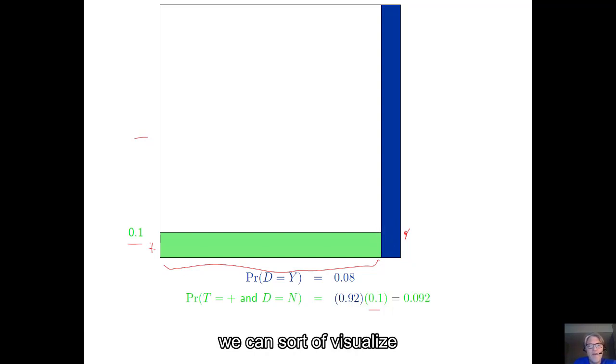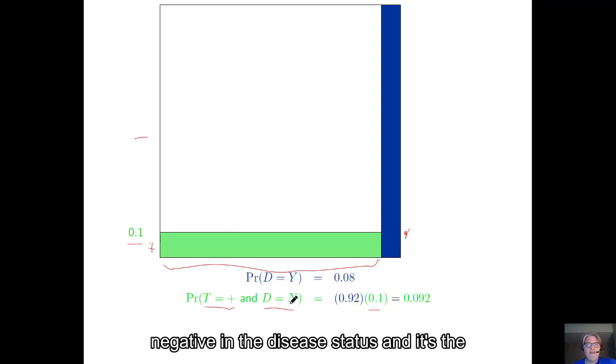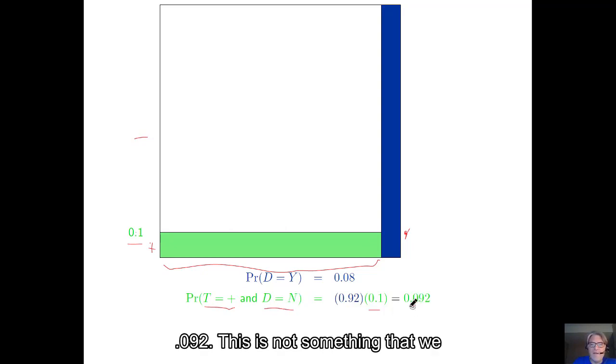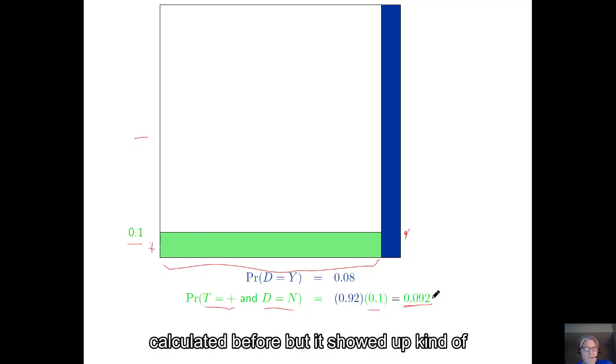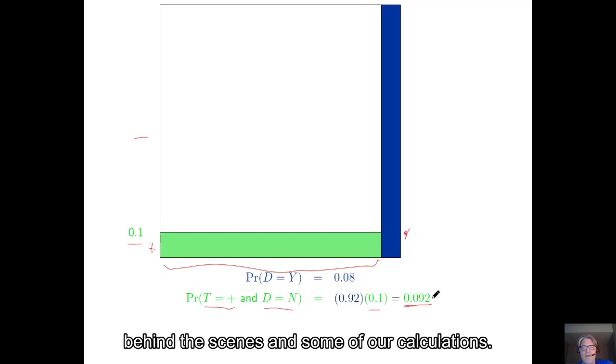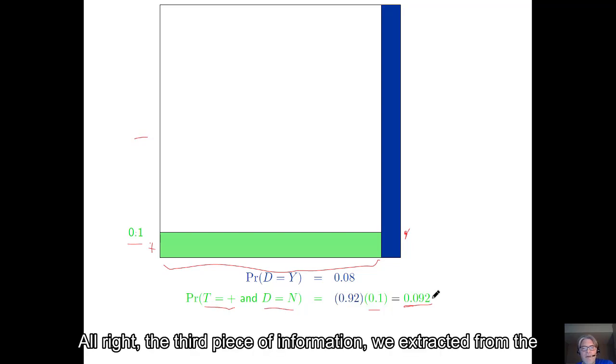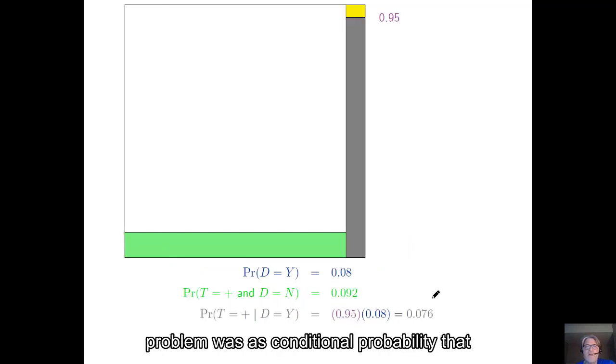And we can sort of visualize this area here. That's the joint probability of testing positive while being negative in the disease status. And it's the area of that rectangle, or 0.092. This is not something that we saw explicitly calculated before, but it showed up kind of behind the scenes in some of our calculations.